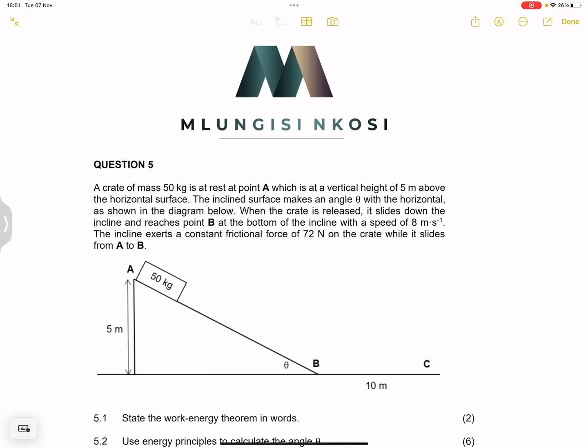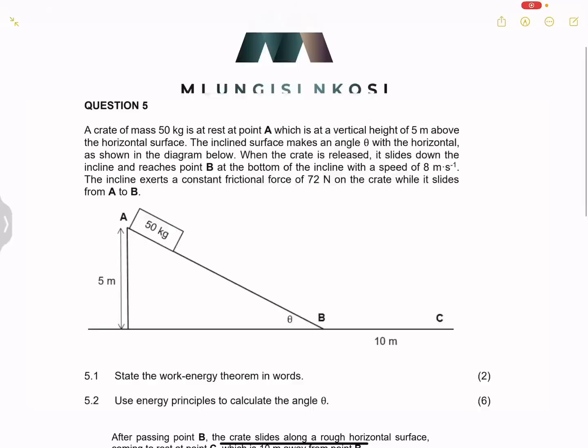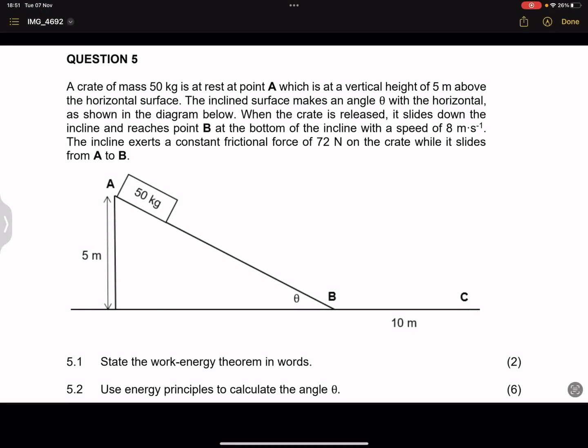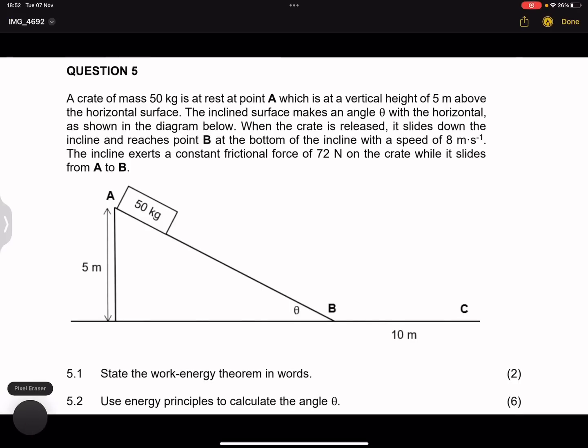All right, let's get right into it. They say to us we've got a crate of mass 50 kilograms that is at rest at point A. Now, please note, as I read through the statement, I'm going to be filling in information. So I know this would have a velocity of 0 at A. They say which is at a vertical height of 5 meters above the horizontal surface. The inclined surface makes an angle of theta with the horizontal as shown in the diagram.